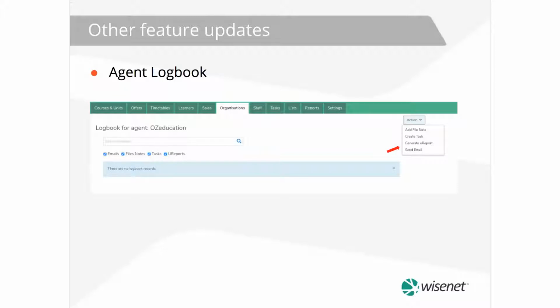So if you go into organizations, look for an agent and click on the logbook, you should now see 4 different options to add file note, create a task, generate a report, or send an email. And when you click on send an email or generate your report, you should also have the ability to choose from within the email templates that you've set up under the settings email templates. Now, this feature is only available for our premium clients. If you don't see the additional functionality there, do contact us and we can do a demo of the premium edition for you.